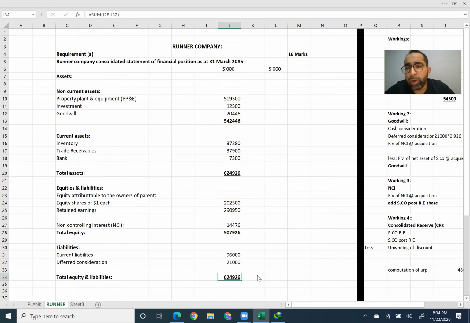Now, what happens when you have significant influence in some company? Then you do equity accounting. That is a one line adjustment. No need to do line by line complete adding together, just a one line adjustment. And I taught you this yesterday. Okay, so you can do the last requirement.